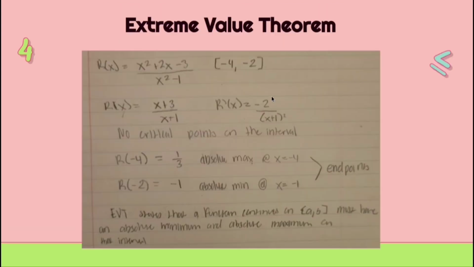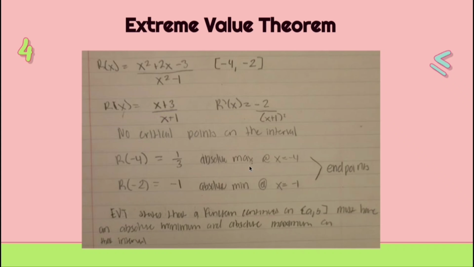Now, the extreme value theorem, and remember that tells us that a function continuous on a, b must have an absolute minimum and an absolute maximum on that interval. So if we're going to use the interval negative 4, negative 2 with our function r of x, we already found out that there are no critical points on the interval, so the only thing we'll be taking into consideration are endpoints a and b, which we'll get 1/3 for negative 4 and negative 1 for negative 2.